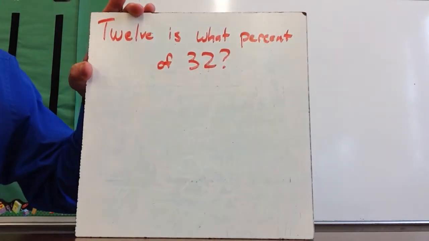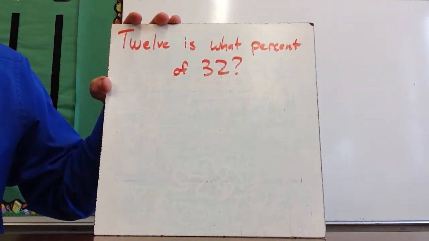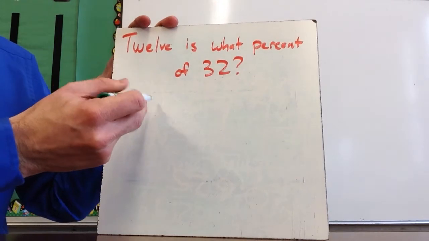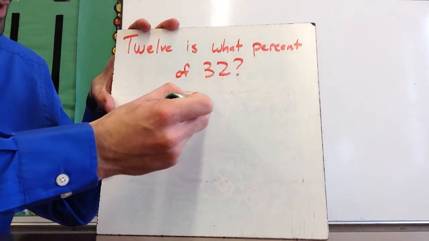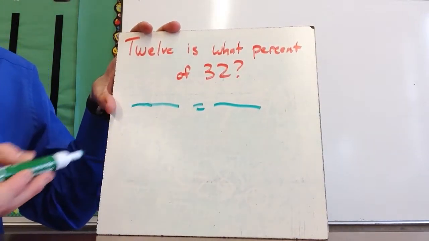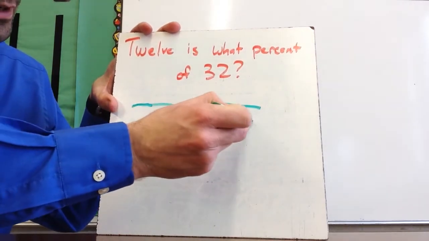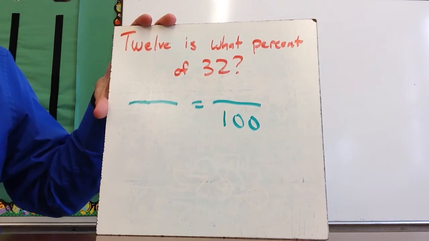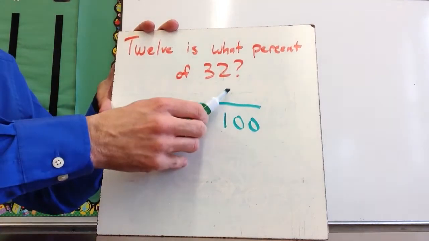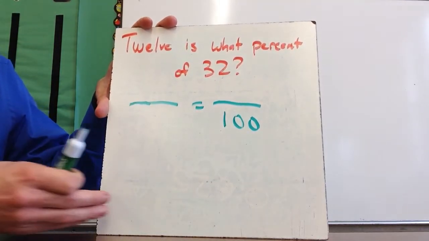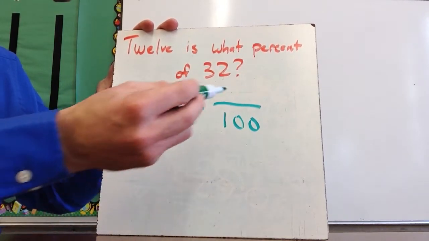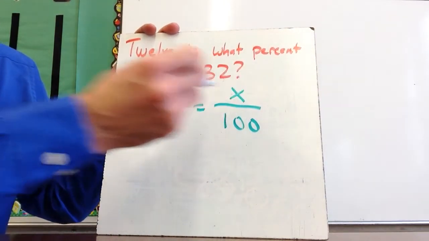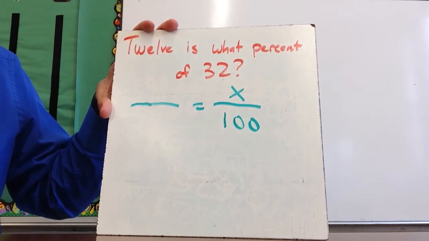12 is what percent of 32? So there are a couple of things that I would do to set it up. The way that I start this is I make my two fractions, and I know that the 100 is always going to be there. Okay, so the first thing I'm looking for is, is there a percentage sign? Because if there's a percentage sign, that number would go here. In this particular problem, there is not a percentage sign, which means that that's the unknown. So I don't know what number goes there.